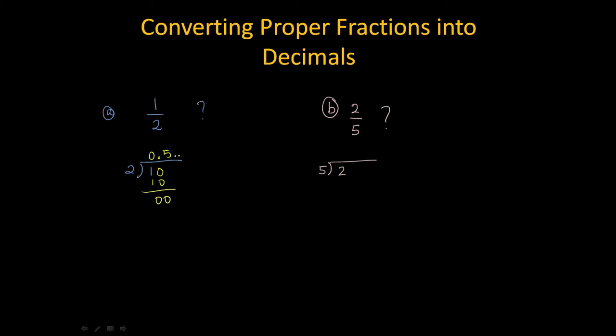Let's try 2/5. 5 into 2, 0 times. You place a 0 to the right of the 2, and you put a decimal in place of the 0. 5 into 20 now will go 4 times. 4 times 5 is 20, and that will give you 0. So 2/5 as a decimal is 0.4, and 1/2 is 0.5.